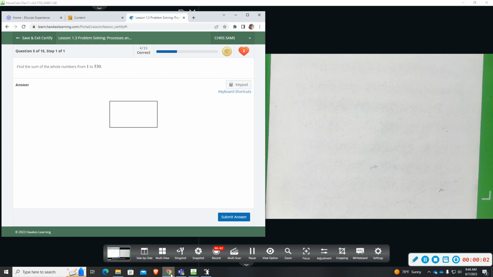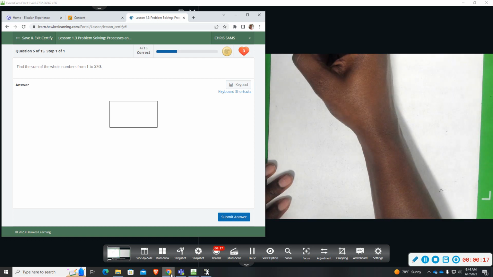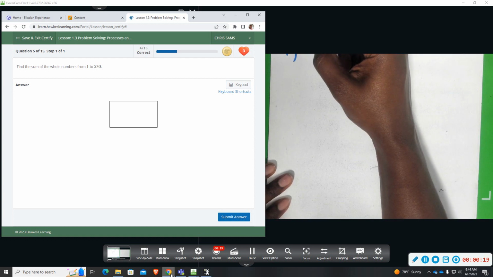All right, number five. This is one of the problems I was referring to in the overview at the beginning. We want to add up the numbers from 1 to 530. So the system will show you one way. If you go through practice, they will show you they're going to be adding up pairs of numbers.